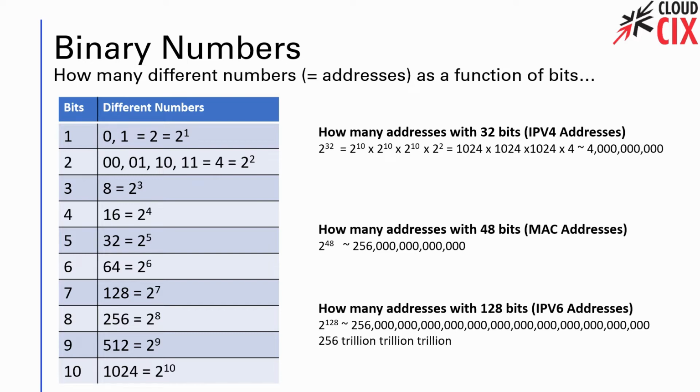IPv4 computer addresses have 32 bits. 2 to the power of 32 is more than 4 billion. To be precise, I think it's 4,294,967,296 units. We will also be discussing MAC computer addresses, and these have 48 bits. 2 to the power of 48 is more than 256 million. Whereas an IPv6 address has 128 bits, and that allows for more than 256 trillion unique IP addresses.